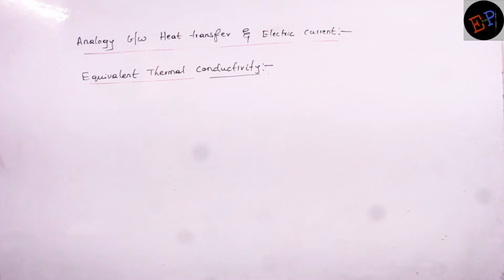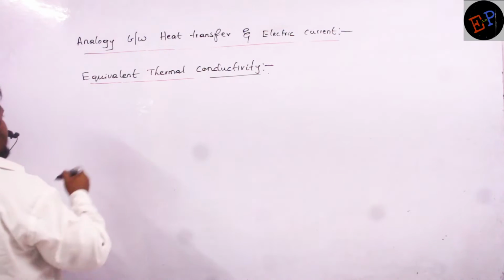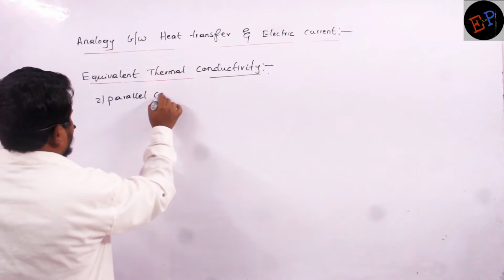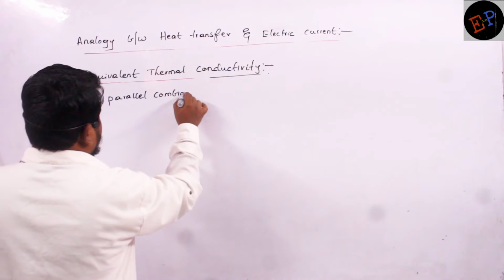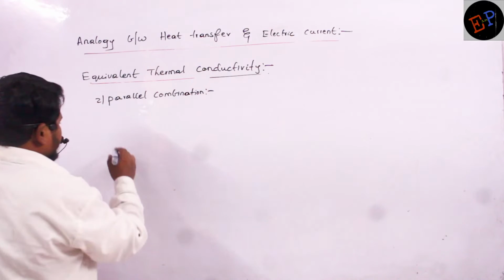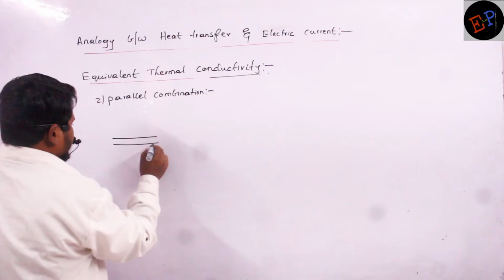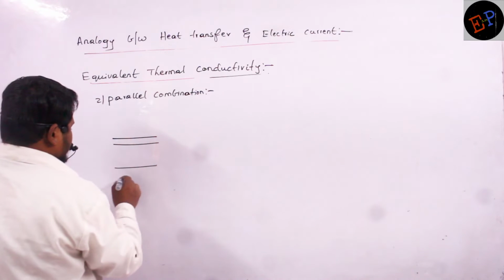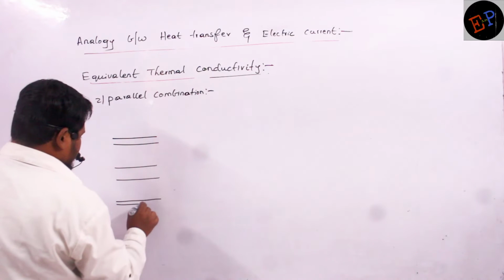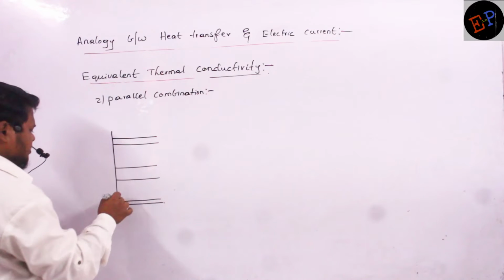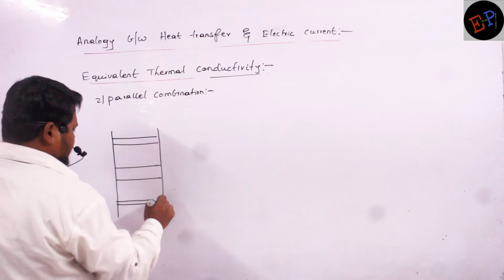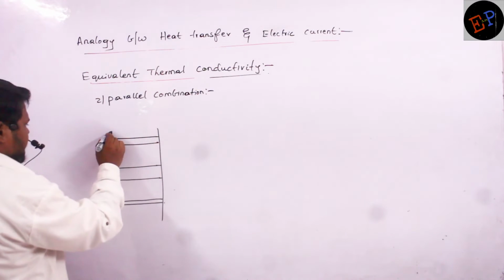Okay, ma'am. So next we study parallel combination. What is meant by parallel combination? For example, this is one rod, this is another rod, and this is another rod. Like this we are placing three rods in parallel. You can place any number of rods; I am placing three rods.